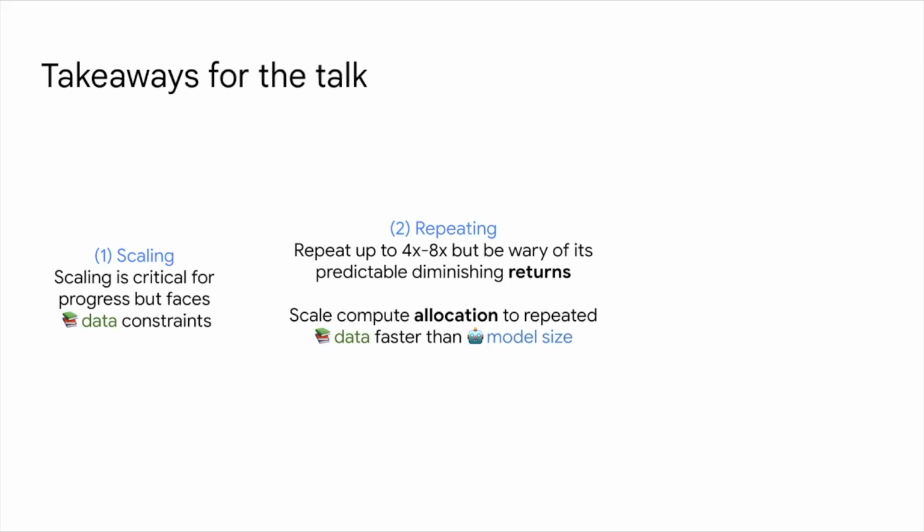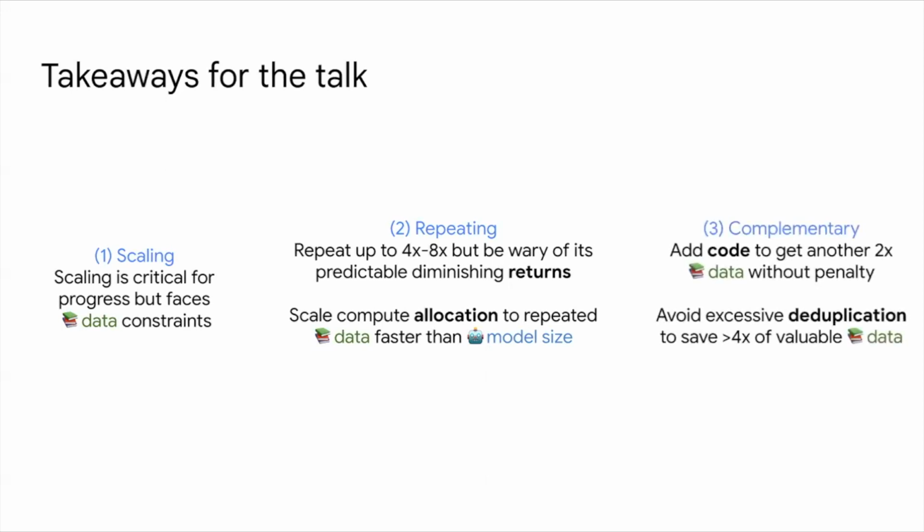And we also saw that when we're in that repeated regime, we should scale compute allocated to repeated data slightly faster than number of parameters. And finally, we looked at some complementary strategies to solve those data constraints, and found that adding code gives us another 2x without penalty on natural language performance. And we should be careful with too much deduplication, which can limit the available data a lot.